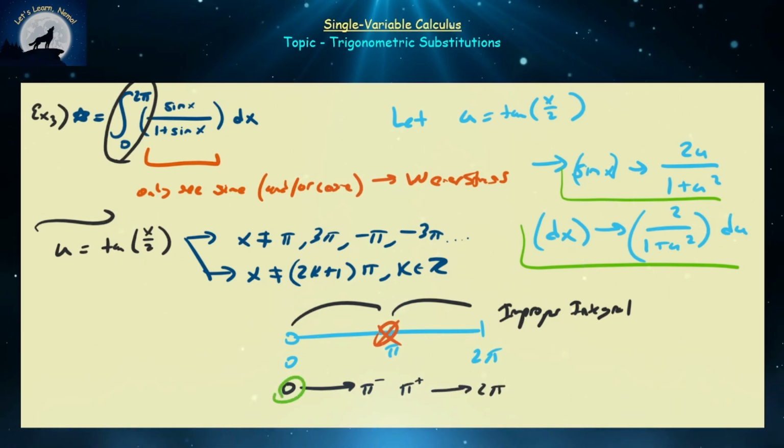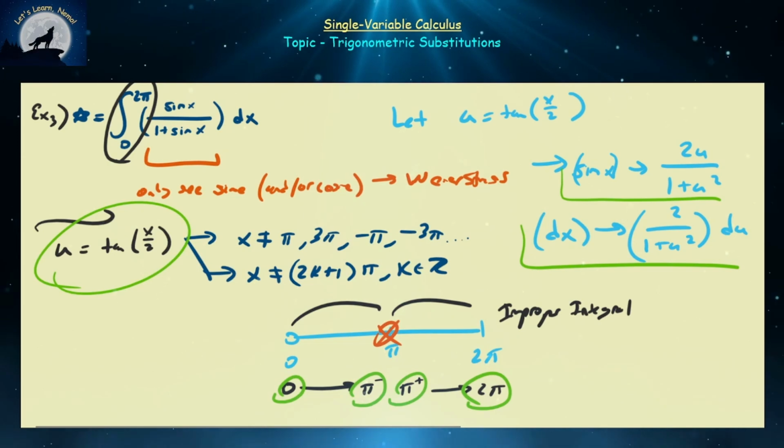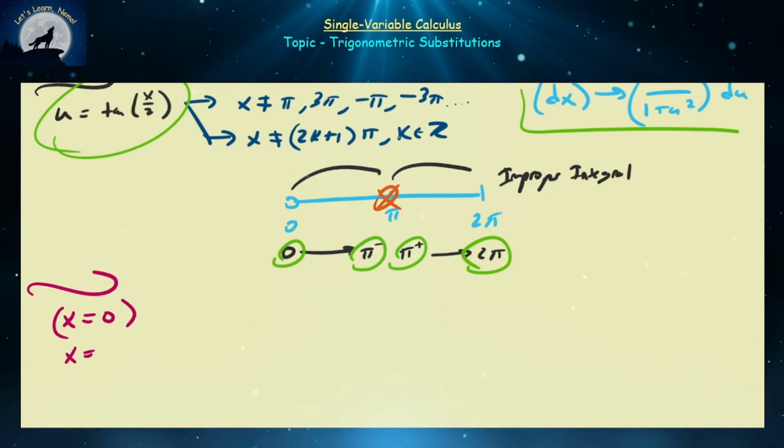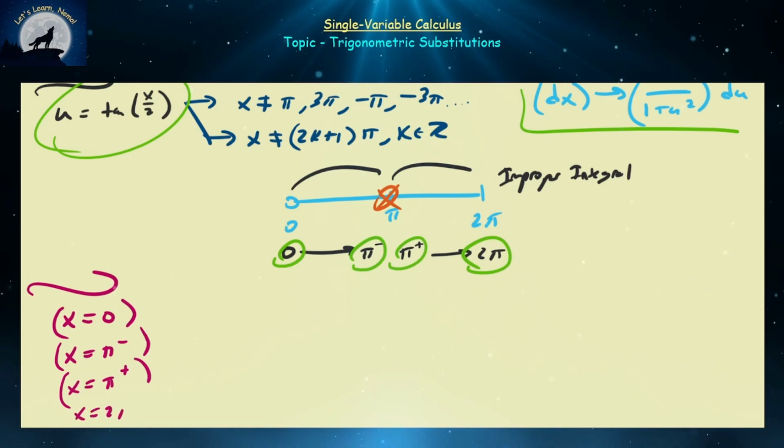So we're going to have 4 numbers of interest to evaluate in our limits, right? For our particular substitution of u is equal to the tangent of x over 2. And you might want to pause this video and try this on your own because this is a very important improper integral thing. So we're going to look at x is equal to 0. x is equal to pi from the left, so that's in terms of limits. x is equal to pi from the right, and then we're going to look at x is equal to 2 pi.